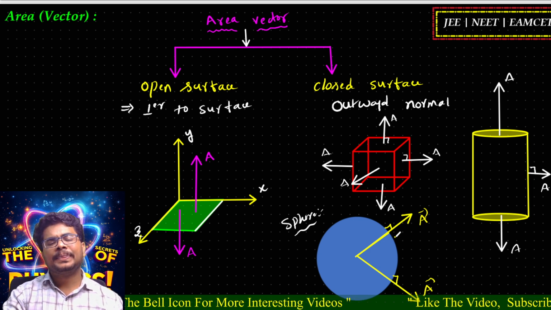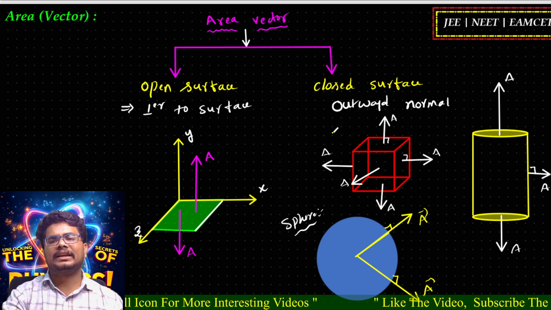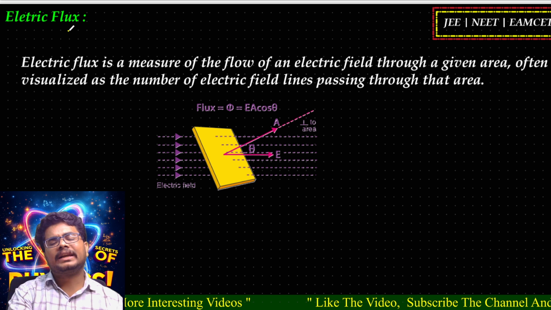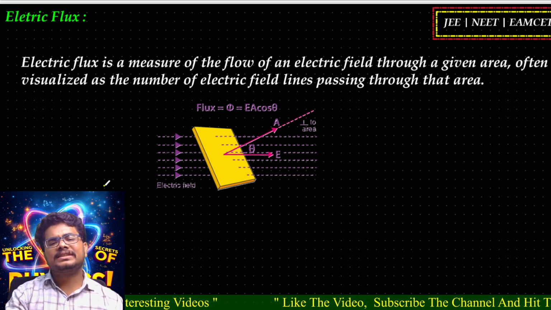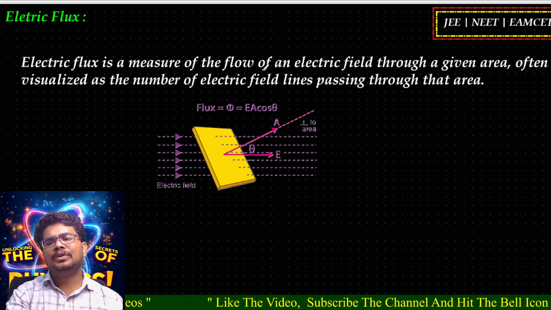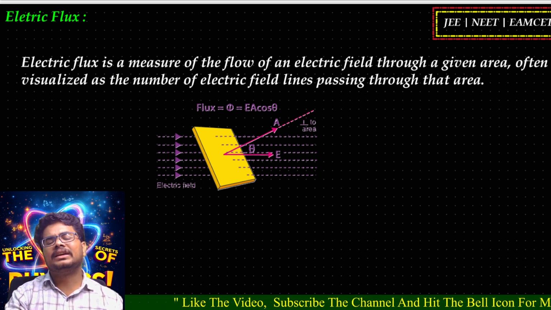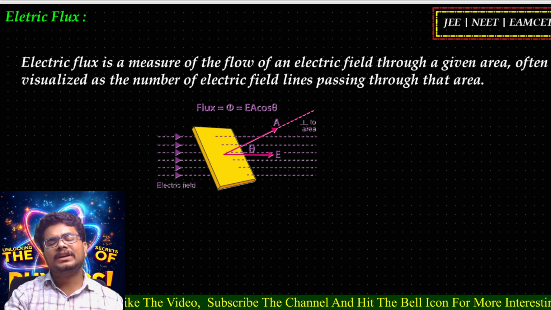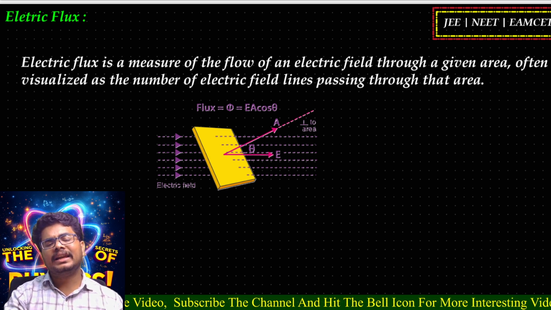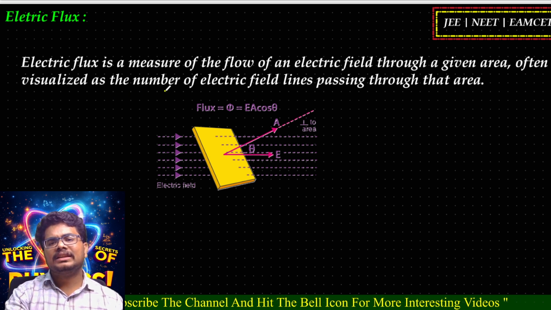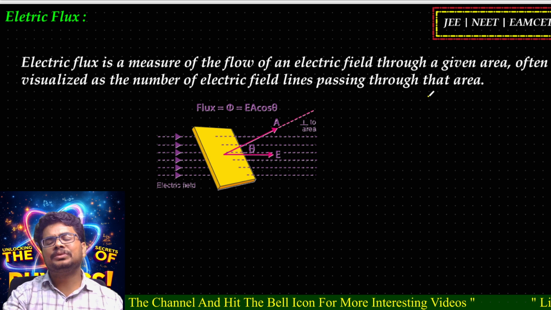Yes sir, we learned what the area vector is. Can we learn about the electric flux? Yes, we are going to learn about the electric flux. What is meant by electric flux? Electric flux is a measure of the flow of electric field through a given area. Through a given area, how many field lines are passing? How much field is passing? That measure is called electric flux. It is often visualized as the number of electric field lines passing through that area.